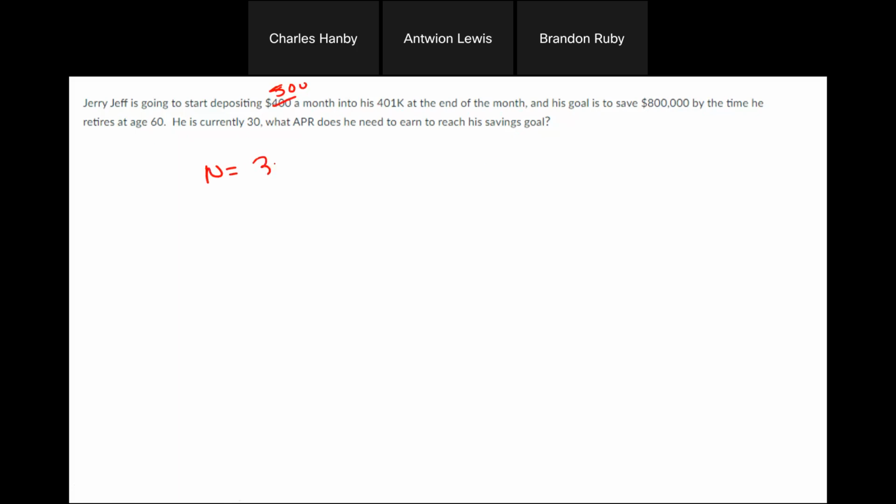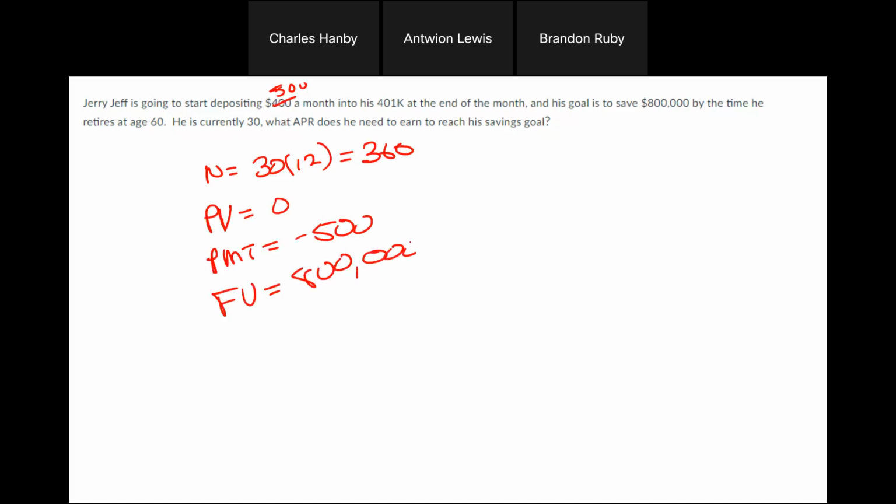So 30 years monthly, 30 times 12, 360. The PV is going to be 0. There's nothing in the account to start. The payment is the $500, and then the future value is the $800,000 savings goal. And we compute the interest rate, and we're going to get 0.70. And that's a monthly rate. So we have to multiply by 12 to annualize it, and we get 8.35%.